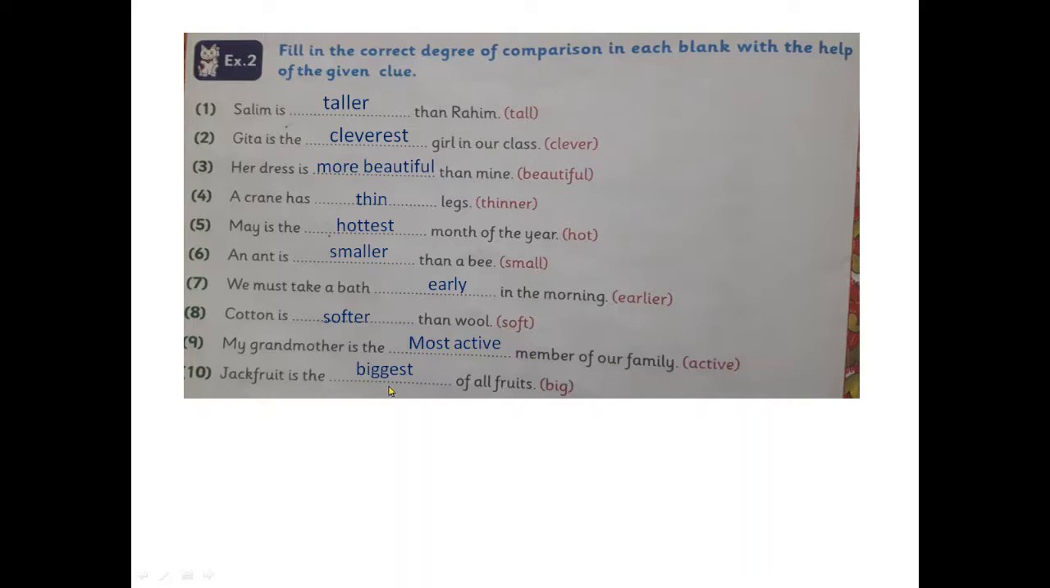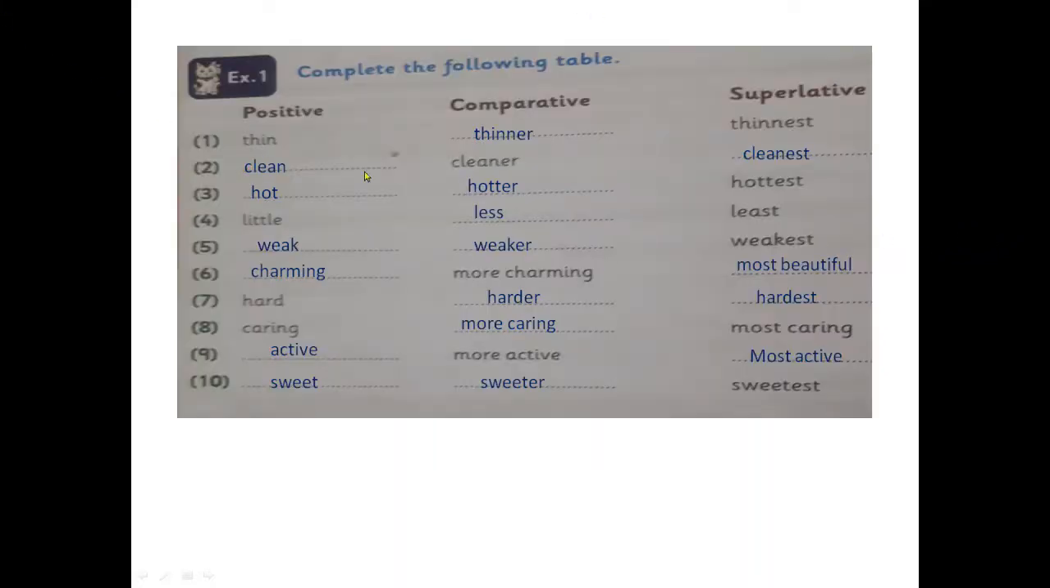Jackfruit is dash of all fruits. If it is of all fruits, that is the superlative degree. So we will use the superlative form of this describing word big, that is biggest. One more example, one more exercise is solved here for you. So we will learn one more exercise here and we will read.